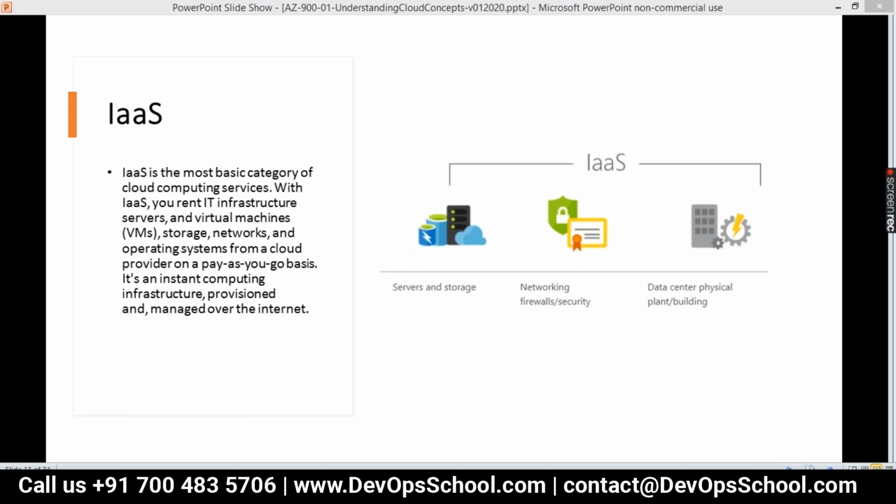So first is infrastructure as a service. It includes servers and storage, networking, firewall, security, data center, physical plant. Please make this diagram so that it will be easy for you. They will ask you a minimum of 2 to 3 questions on infrastructure as a service from this slide.